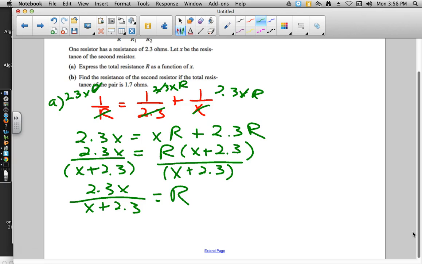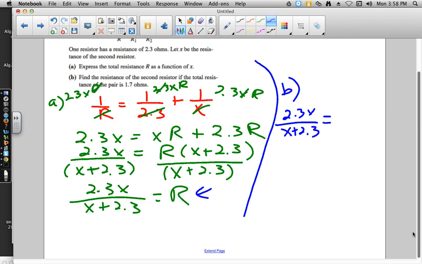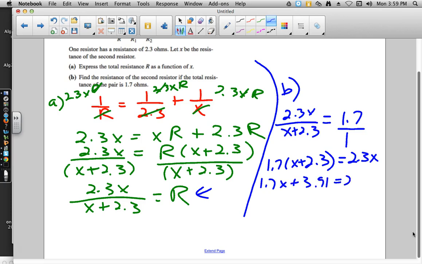And then there was a part B. And B says, find the resistance of the second resistor if the total resistance of the pair is 1.7. So that means we're going to go ahead and put a 1.7 here. So 2.3x over x plus 2.3 equals 1.7. And then we're going to solve that. So what I would do is I'd slap a 1 underneath this and do some cross multiplying. So 1.7 times x plus 2.3 equals 2.3x. 1.7x plus 3.91 equals 2.3x.